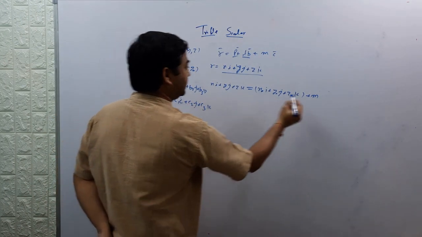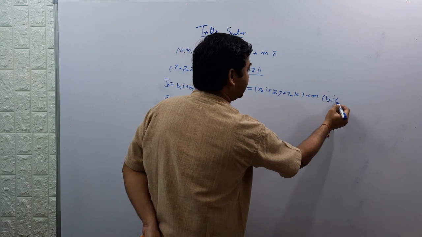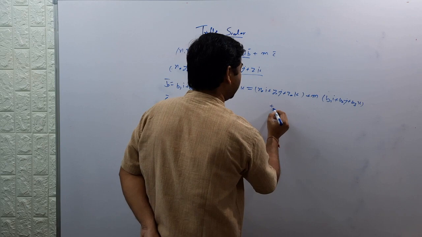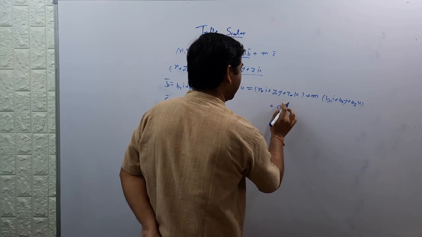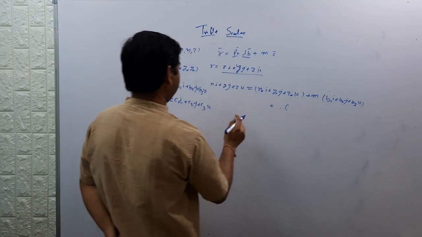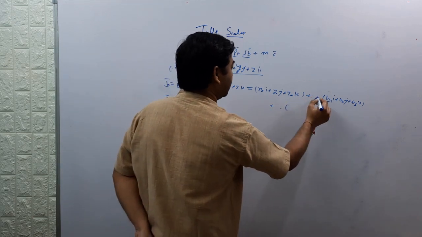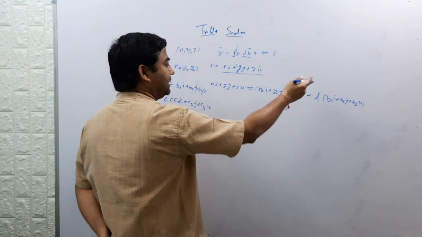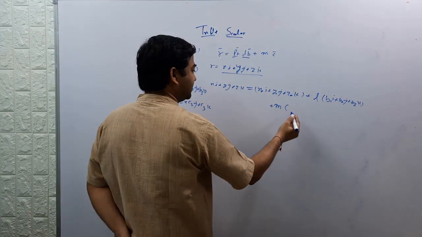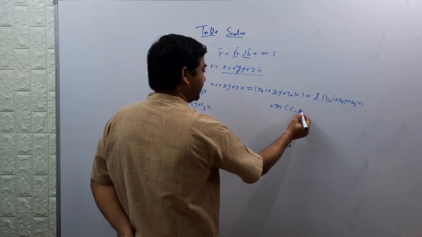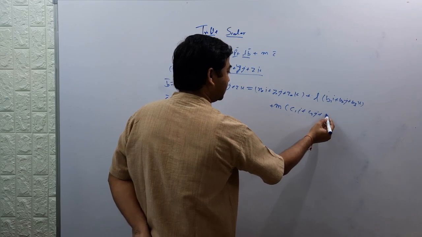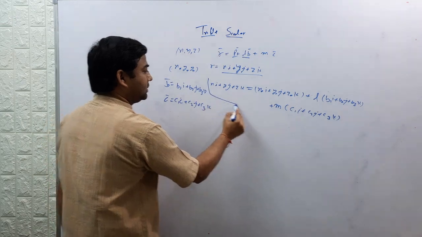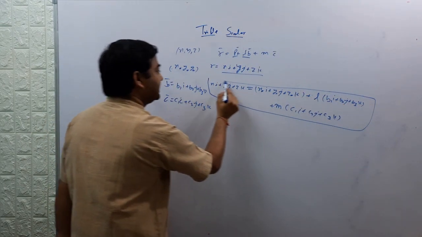L into vector b, b1i plus b2j plus b3k, plus M into vector c. So this was actually L, and this is M. That doesn't matter, these are just coefficients. You can put L there also and M here. That doesn't matter. M into c1i plus c2j plus c3k. So this is the equation in symmetric form.